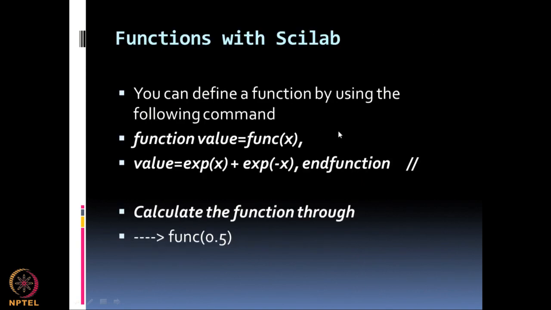Next, we will slowly go to slightly more advanced topics. Suppose I want to generate functions in Scilab. Just as in Fortran you have generated a function, I can also create a function in Scilab. So, how do I do that? You define a function by using the following command: function value equal to function x, and then value equal to exx plus ex minus f, comma, end function. So, these two lines together define a function.